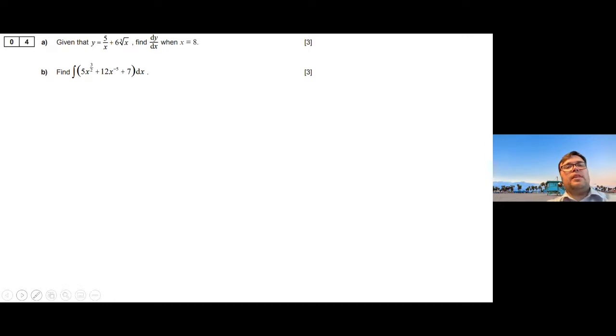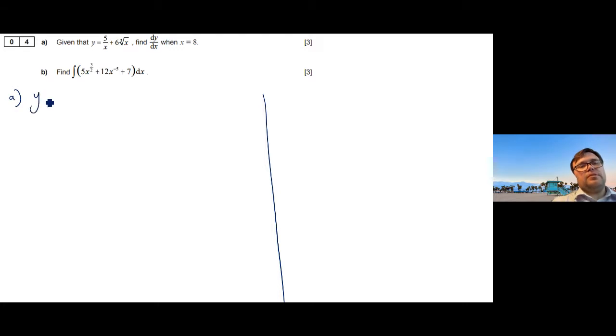Okay, given that y is equal to that function, find dy by dx when x is equal to 8, and then part b is integrate that. Before we can differentiate, we need to make sure that we have all the powers in the right place. So we have y equals 5x to the minus 1. If I'm bringing a power up from the bottom, then it needs to be minus in that power. So it's been flipped, and then plus 6x, and this is the cube root, so it's going to be power over third.